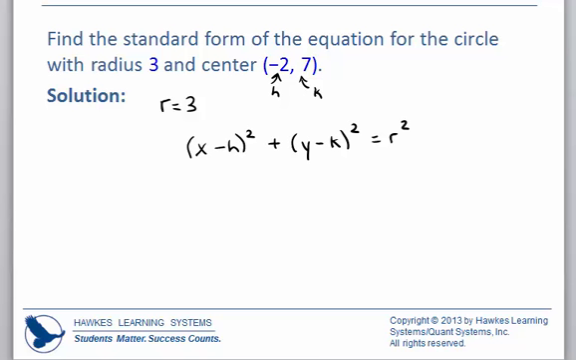Now the next thing I will do is enter in the values that I have. I know that the r value is 3, so in place of the r, I'm going to put a 3. I know that the h value is -2, so in place of the h, I'm going to put a -2. And I know that the k value is 7, so in place of the k value, I'm going to put a 7.